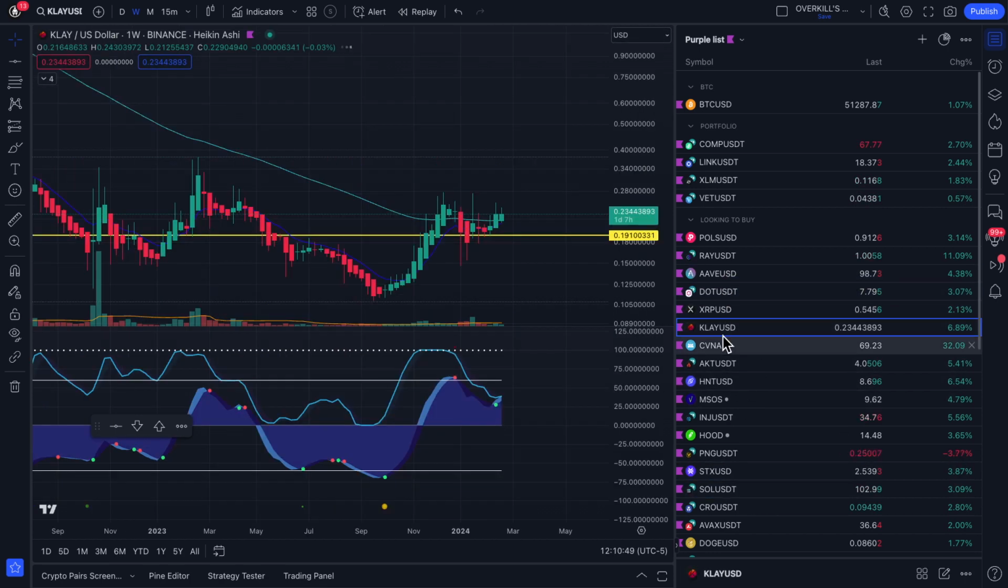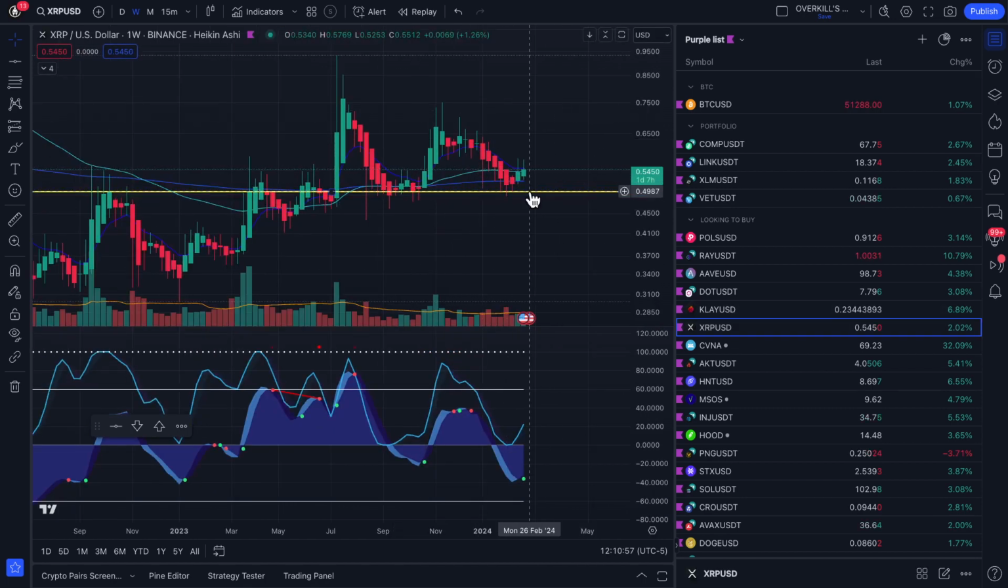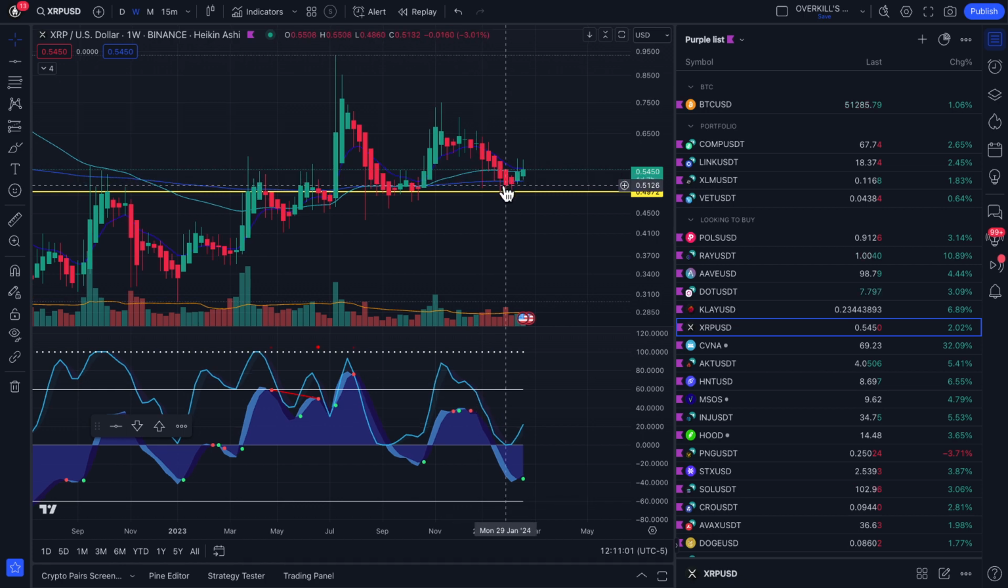What's Clay doing? I don't know. I'll put XRP at number 6. Here's 19 cents. Oh, that's Clay. I'm sorry. XRP's bouncing off the, what is that? The 4-year average. Okay, the dark blue line down here, that's the 4-year average.